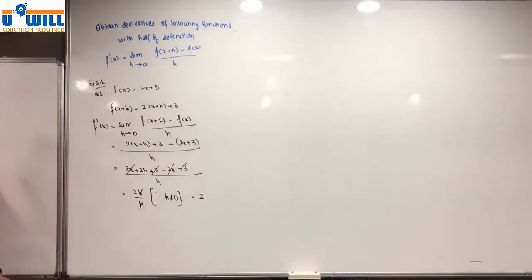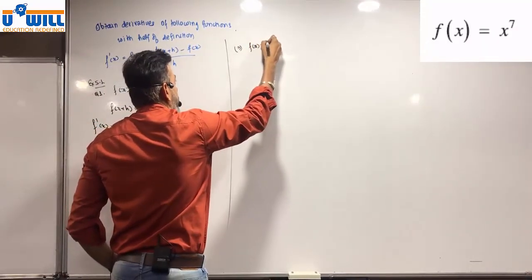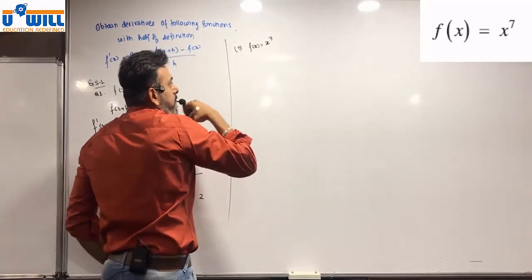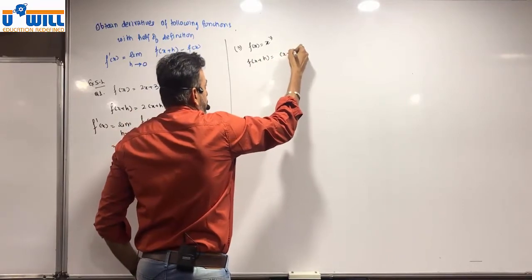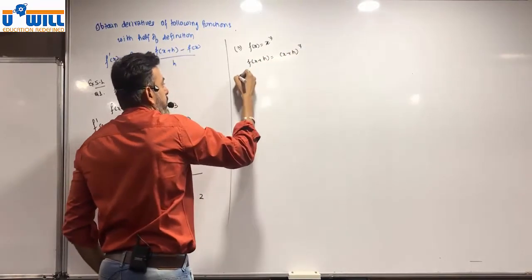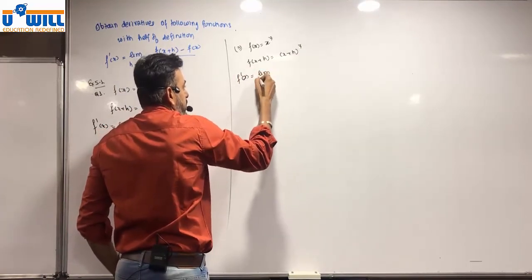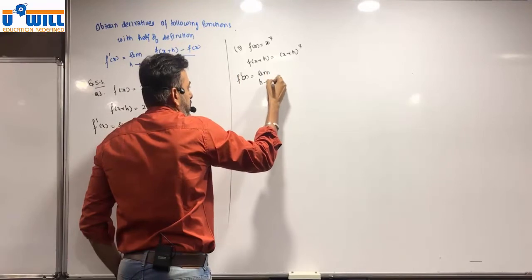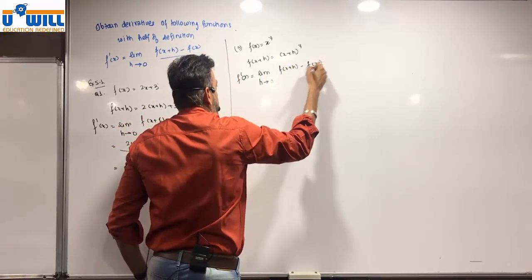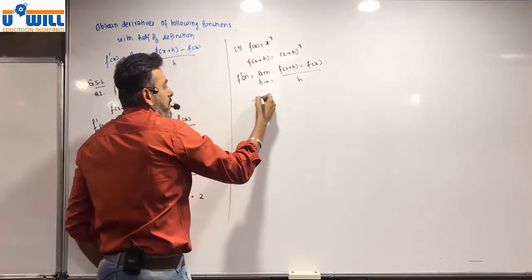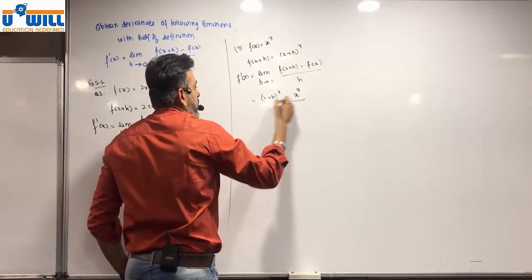Third, f of x is equal to x raised to 7. So function of x plus h is equal to x plus h raised to 7. Derivative of function f of x is equal to limit h approaches 0, function x plus h minus function x upon h, is equal to x plus h raised to 7 minus x raised to 7 upon h.